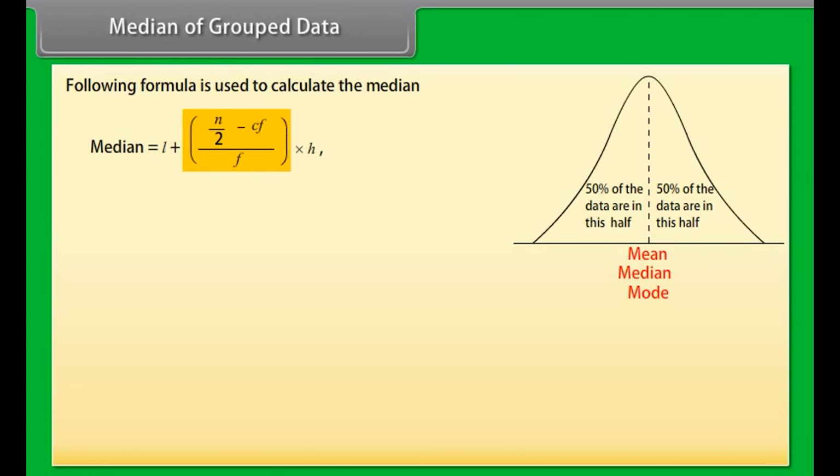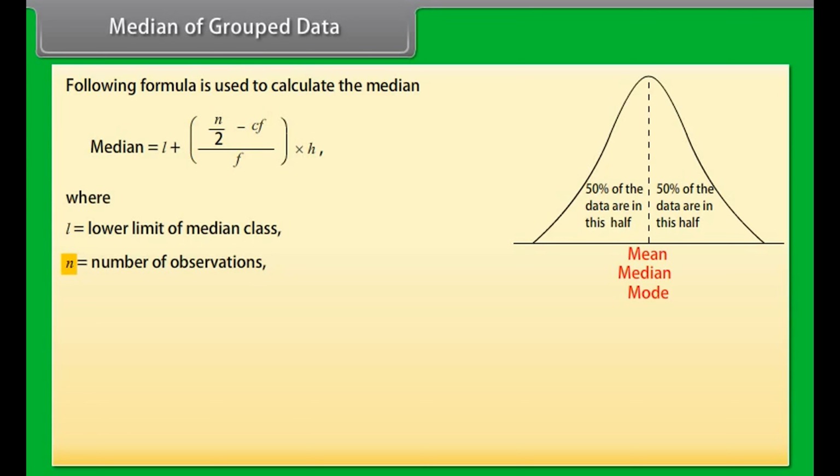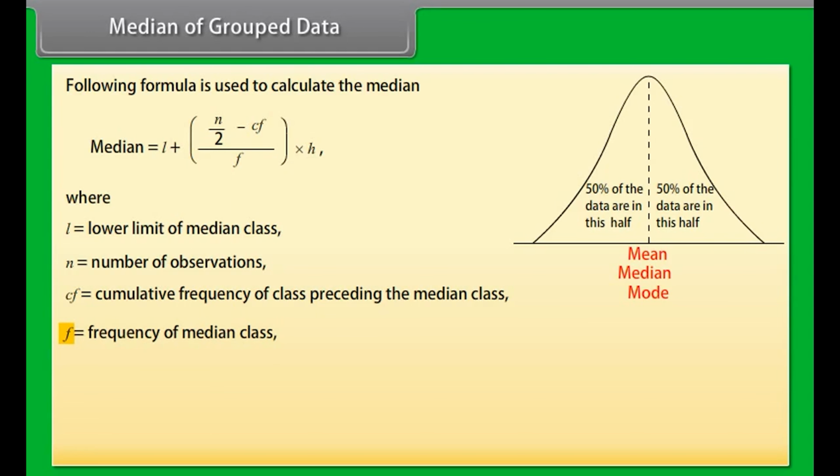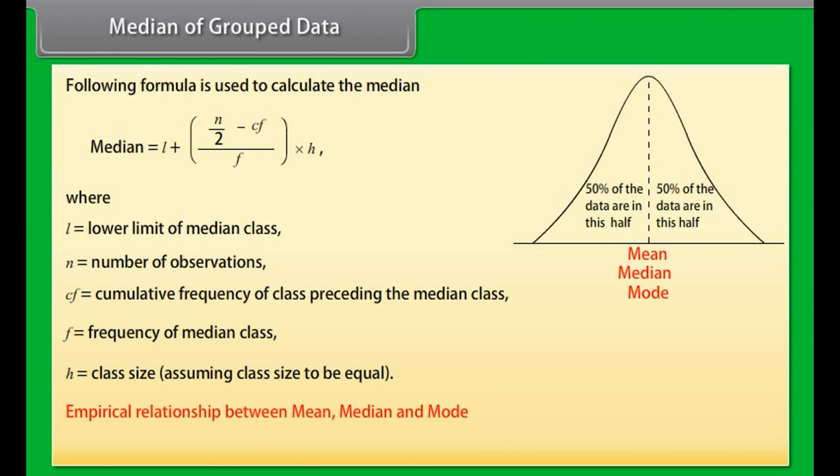Median equals L plus, n by 2 minus CF, divided by F, multiplied by H, where L is equal to lower limit of median class, n equals number of observations, CF equals cumulative frequency of class preceding the median class, F equals frequency of median class, H equals class size, assuming class size to be equal. Empirical relationship between mean, median and mode: 3 median is equal to mode plus 2 mean.